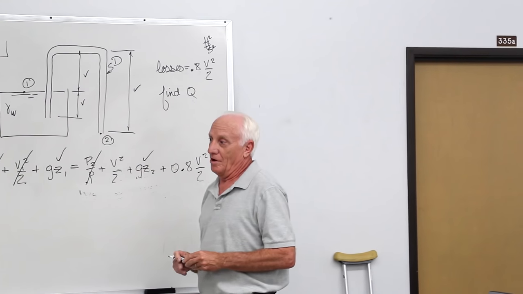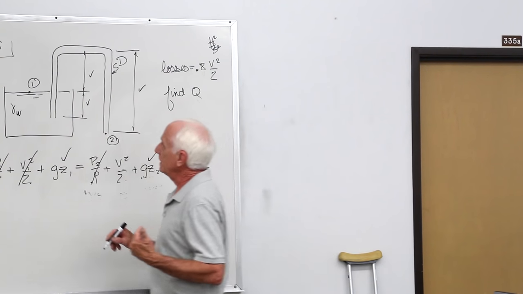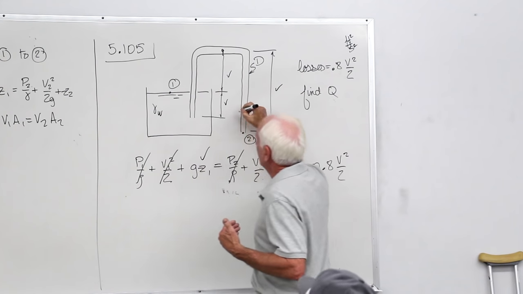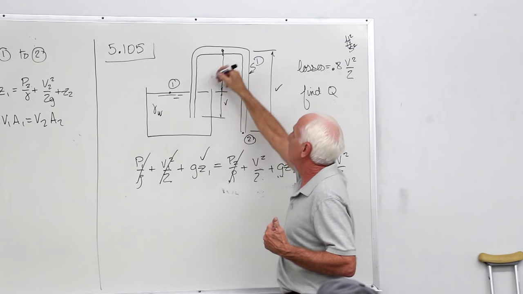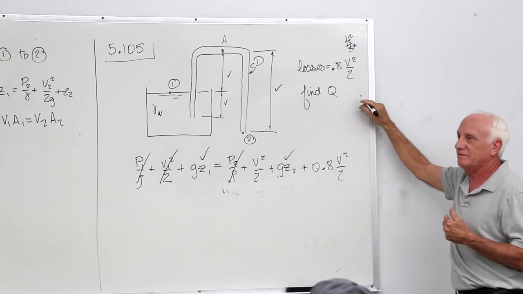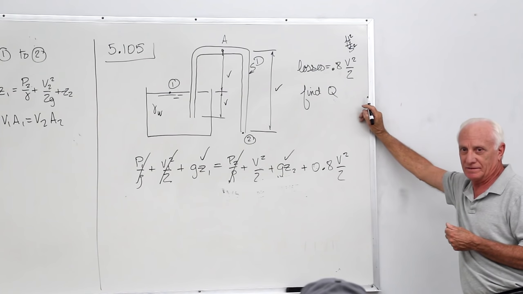Okay, on Monday, oh hey, I'm telling you, think like I think. What if I ask you for the pressure here, and the losses in the pipe up to that point A were 0.3 V squared over 2? Okay, I'm not going to solve it for you, I'm just telling you how I think.